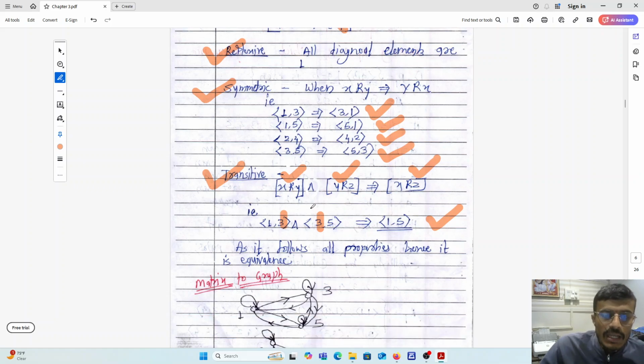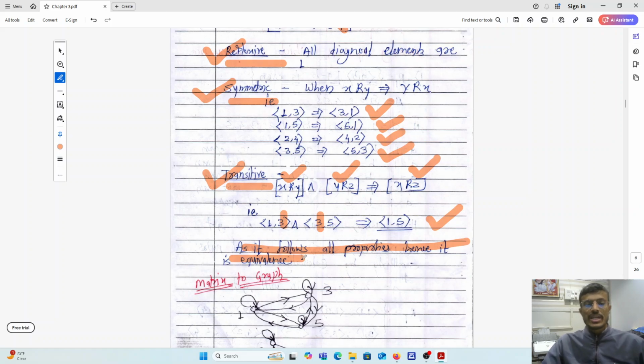So you can say that as it follows the reflexive property, symmetric property and transitive property, that's why the given relation is an equivalence relation.